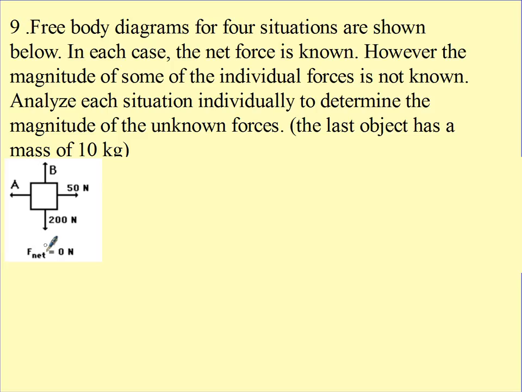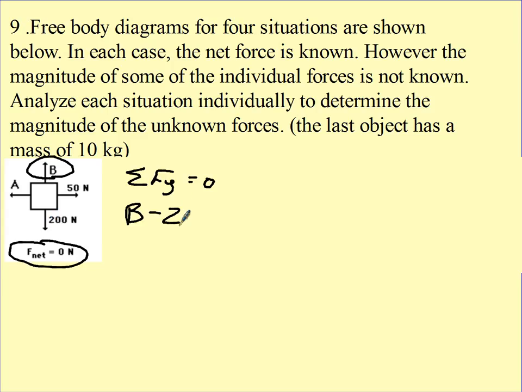In this case, the net force is 0 in both x and y. So if I sum the forces in y, this is going to be 0. Ignore everything happening in x. I have b going up, so the summation is the arrows. So b minus, I have 200 going down, 200 equals 0. I'm going to solve this for b, so I'm going to add 200 to both sides, and I get b is 200.